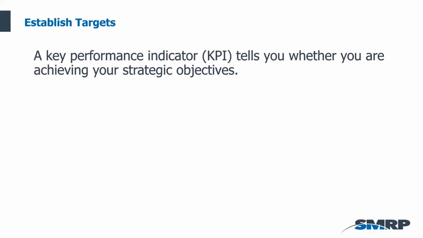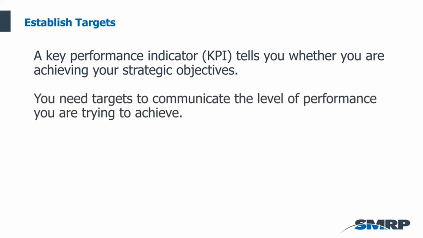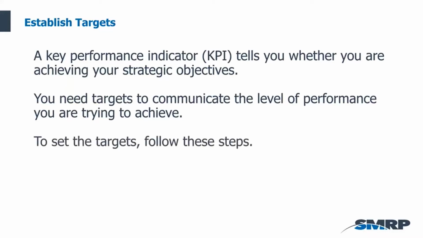So then we have to establish some targets. Key performance indicators will tell you whether you are achieving your strategic objectives or not. You need targets to communicate the level of performance that you're actually achieving and what you're trying to achieve. So how do you set the targets? You can follow these simple steps.